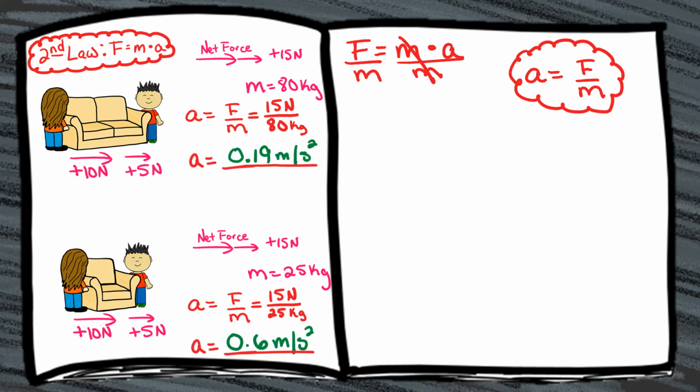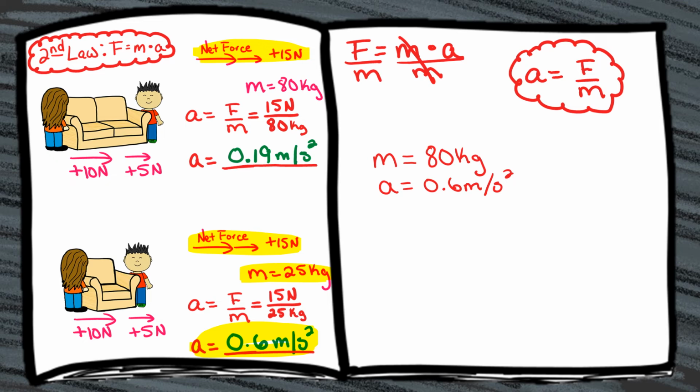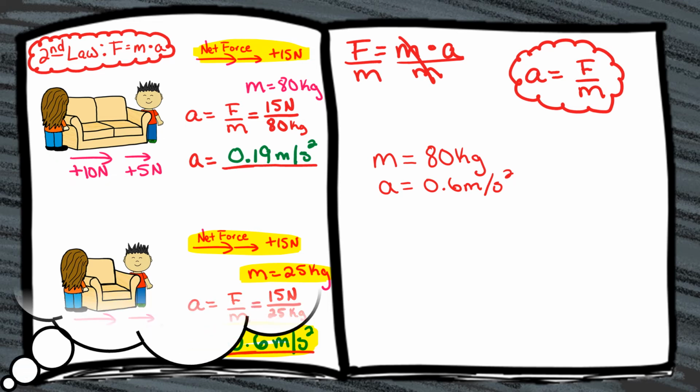Now I want you to notice that the same net force was applied to these couches, but the couch with less inertia accelerated more than the couch with more inertia. So my question is, what net force would be needed to be applied to the couch with more inertia in order to accelerate the same amount as a smaller couch?